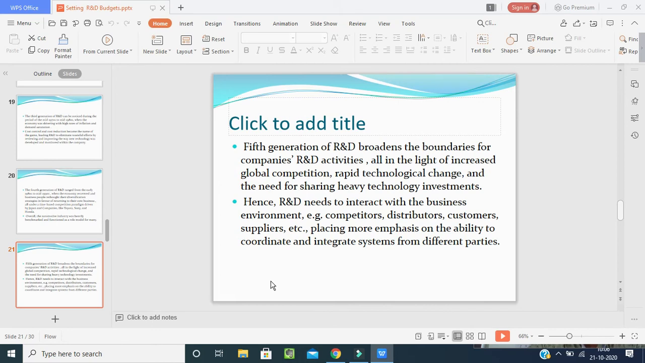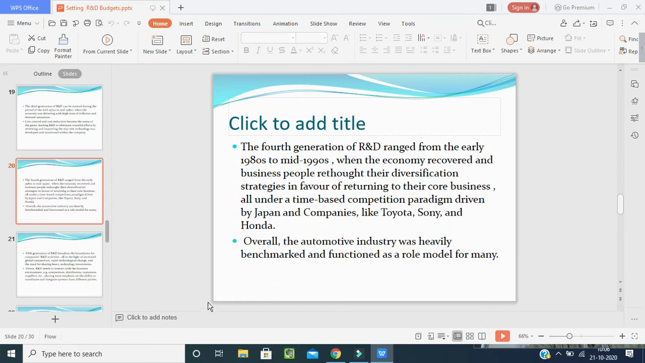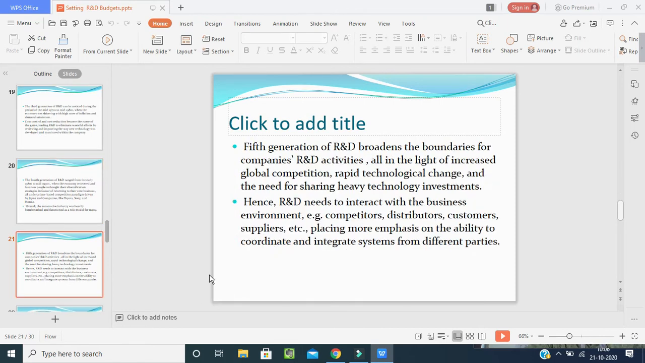R&D needs to interact with the business environment like competitors, distributors, customers, suppliers, etc., placing more emphasis on the ability to coordinate and integrate systems from different parties. What are the different parties they have? They are connecting with all of those.